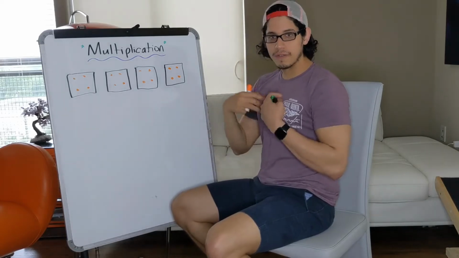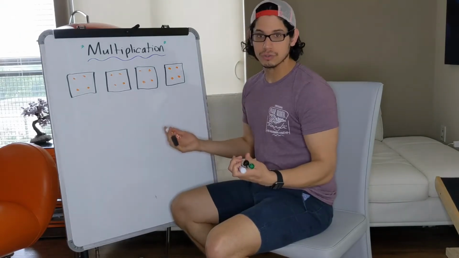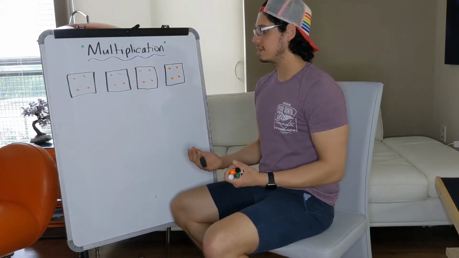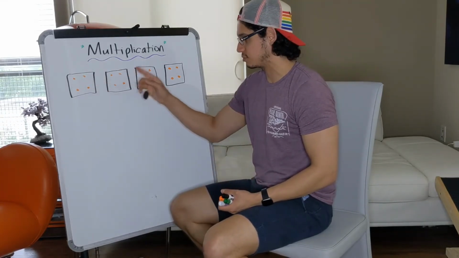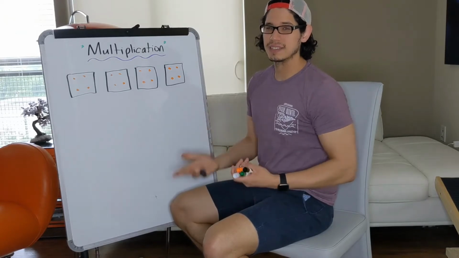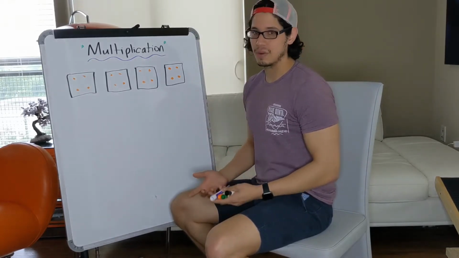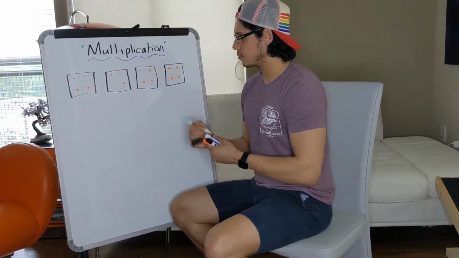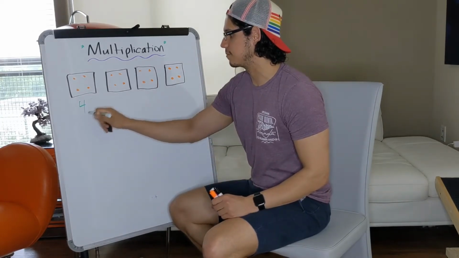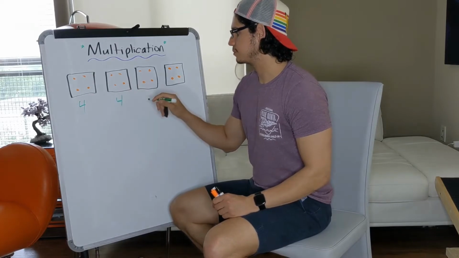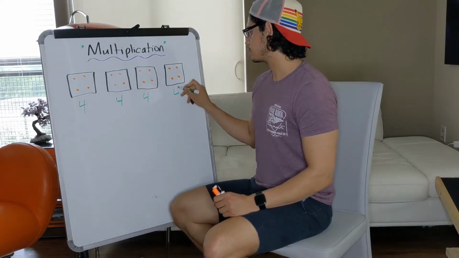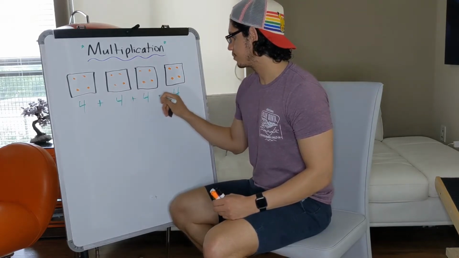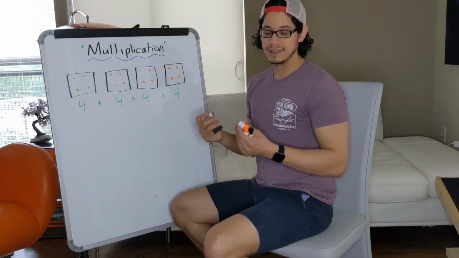Now, what if I asked you how many students are there in all? One way that we could solve this problem is by just counting each individual student, but sometimes that can take a little long and we might not want to do that. Instead, we might want to do something like this. We know that we have 4 students here, 4 students here, 4 students here, 4 students here. So what can I do? I can just add them all. This is called repeated addition.